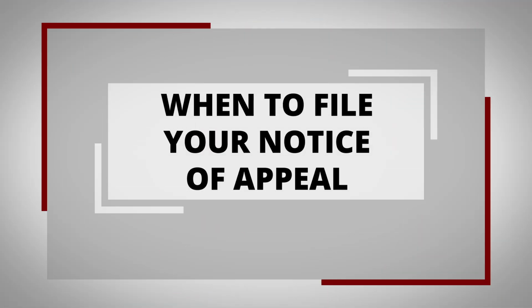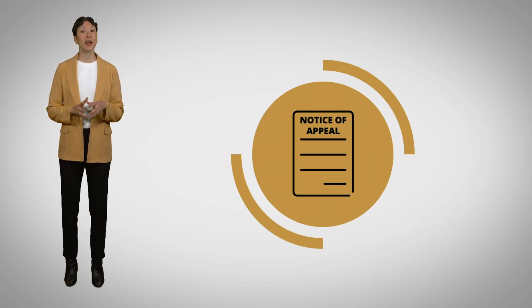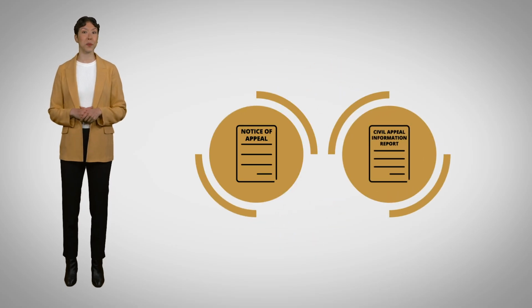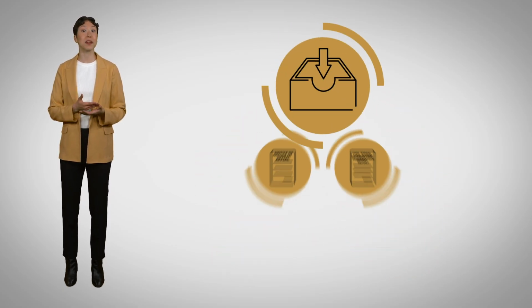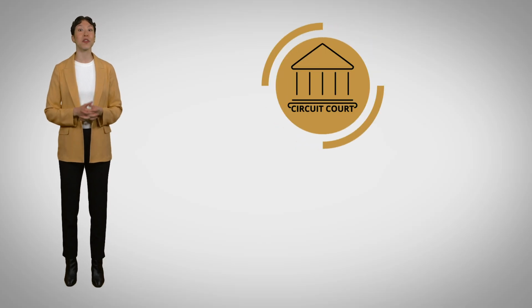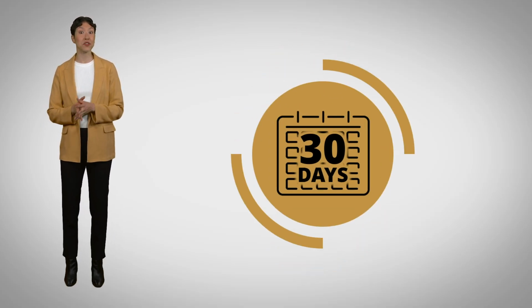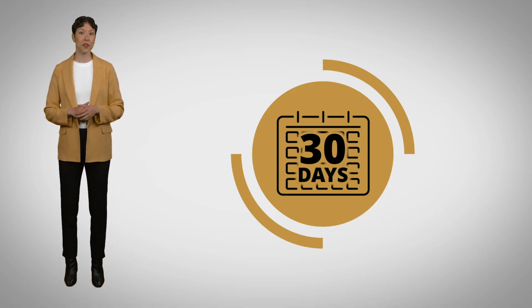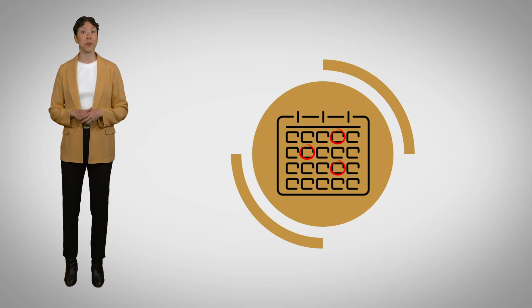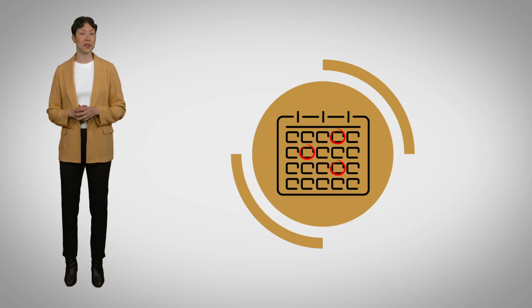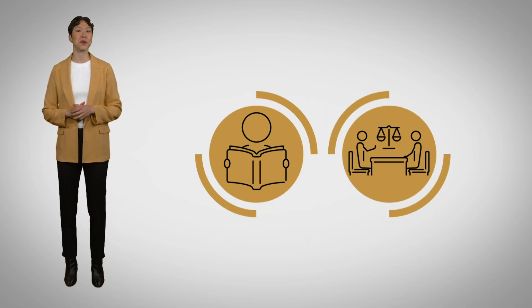Now let's move on and talk about when to file your notice of appeal. To start the process, file your notice of appeal, and if you need one, the Civil Appeal Information Report. The forms should be submitted together. File them in the circuit court that heard your case, not at the appellate court. In most cases, you must file your notice within 30 days after the circuit court enters a final judgment or an appealable order. There are cases in which you must file your notice of appeal before 30 days from the judgment. Read the law or speak with a lawyer.